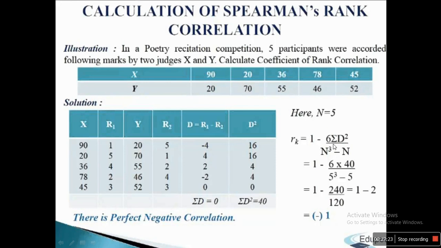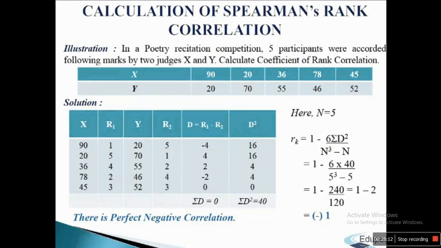Quickly take the formula 1 minus 6 sigma d square upon n cube minus n and substitute the values. 1 minus 6 into 40 upon 5 cube minus 5. So we find that it becomes 1 minus 240 upon 120, which is 1 minus 2, which is equal to minus 1. So there is a perfect negative correlation between the two judges. What is the relationship between the two variables? The judges are not thinking in the same way. The marks given by one judge are increasing, and on the same, the marks given by the other judge are decreasing. So there is a perfect negative correlation coefficient.